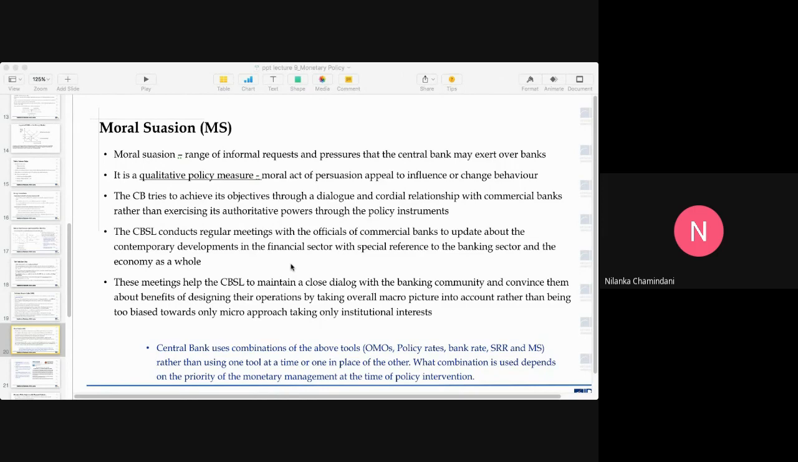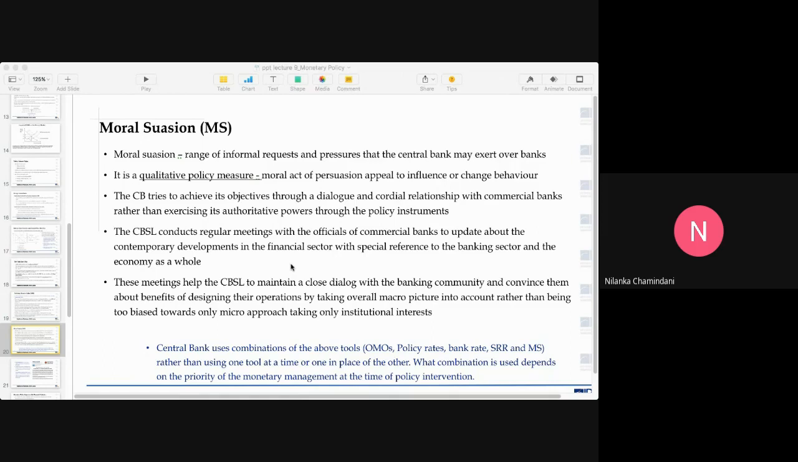Sometimes we can see the central bank just allows the market forces to determine the rates. Why? Because it is going to be more realistic, then prices will be adjusted in a more realistic way, and they will also align with the commensurate improvement in the economy.